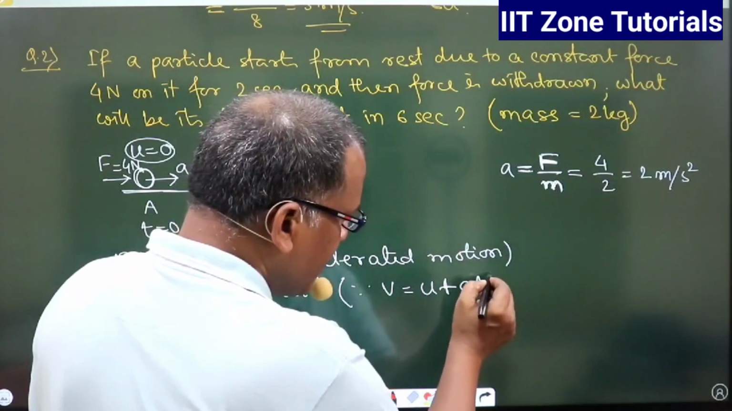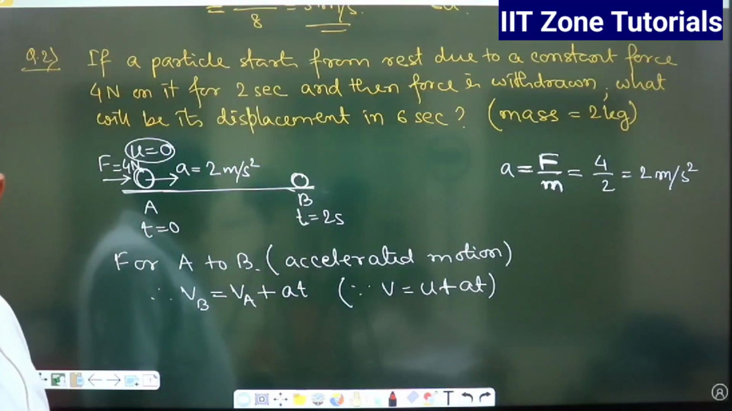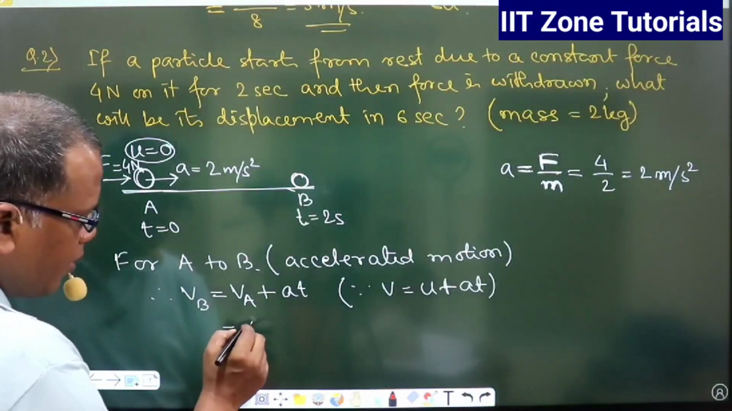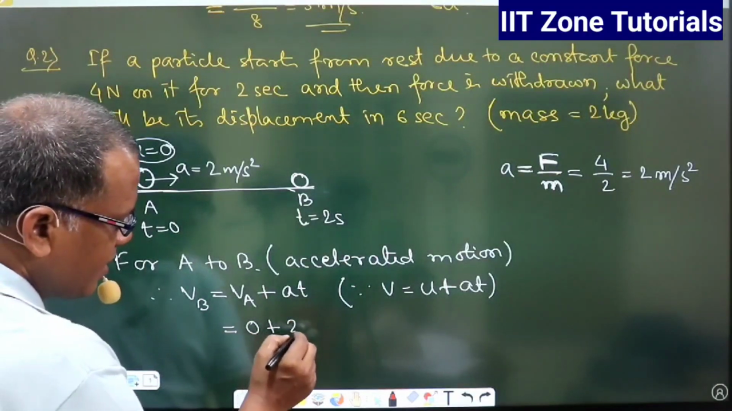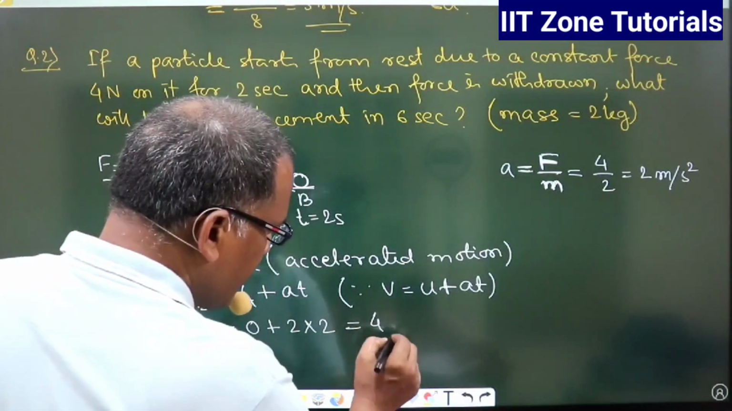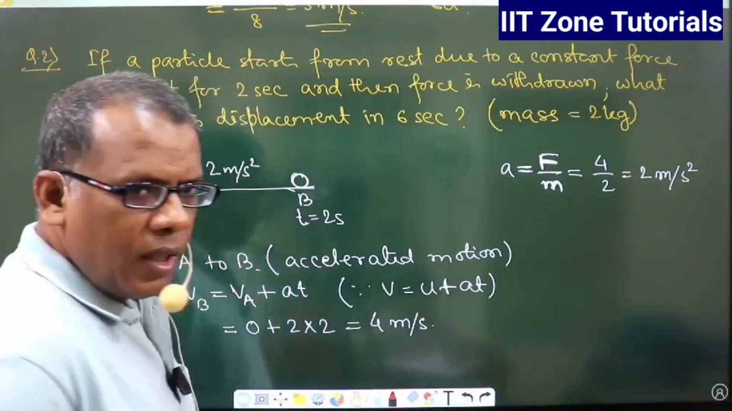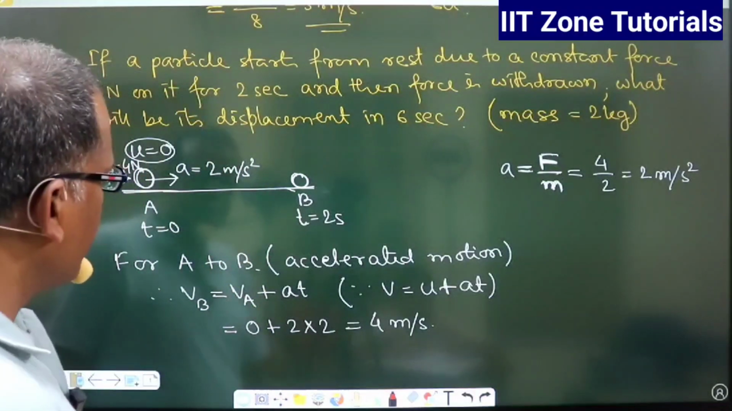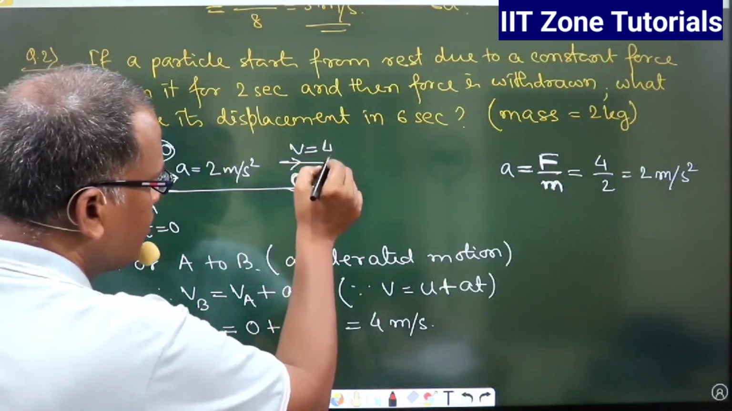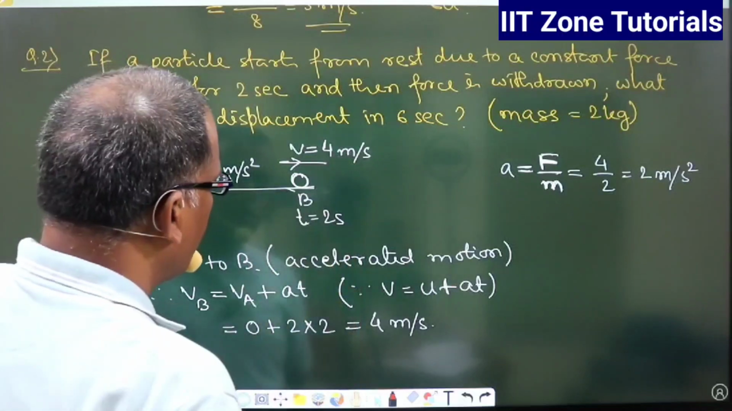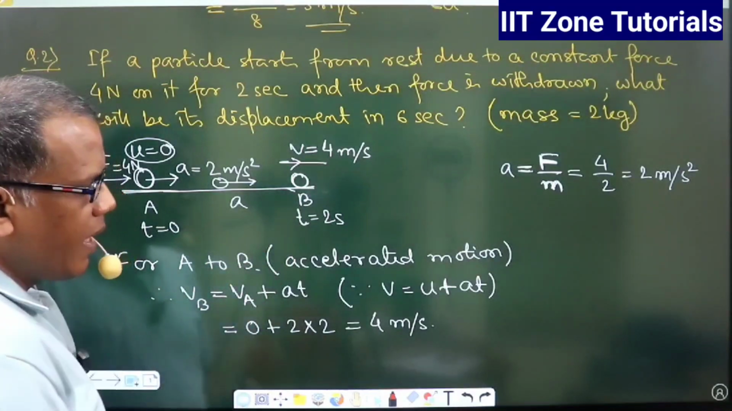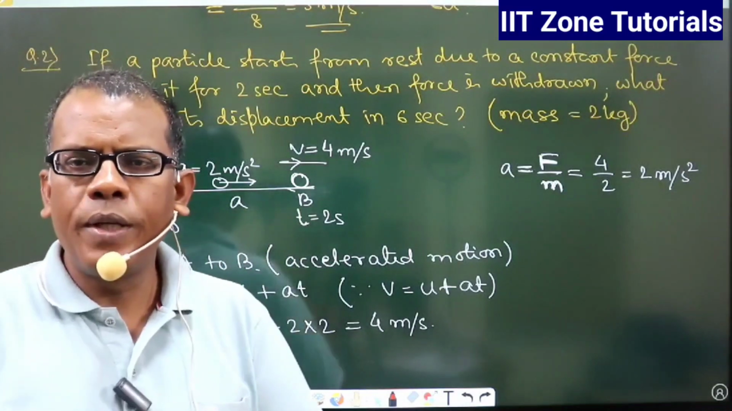U means the velocity at the initial instant, and V is the velocity at the final instant of that accelerated journey. So the velocity at B can be known by using U at A equal to 0 plus acceleration 2 into time taken, which is also 2. So that velocity will be just 4 meter per second. Yes or no? So the velocity achieved by the particle will be 4 meter per second at t equal to 2 seconds. The journey continued, but the acceleration will be found to be 0.